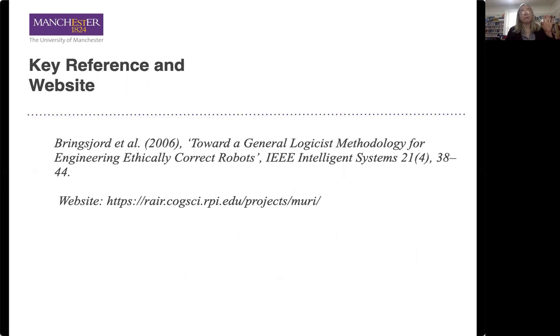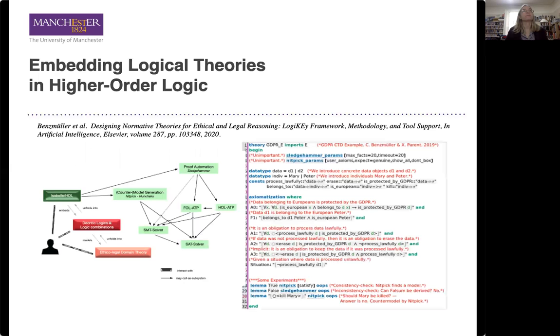There are a lot of papers about DCEC. They've encoded a number of different ethical theories in it. I think this 2006 paper is the key description of the theory. In the videos on the website, I put the wrong reference there, so this is the right reference. And there is a website, so you can go and find out all about it there.